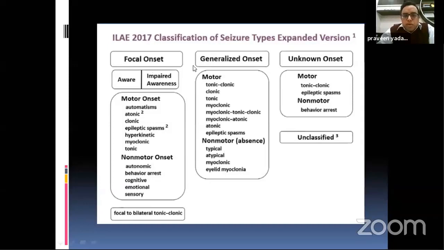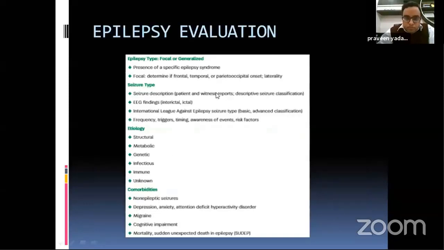So epilepsy can be focal, generalized, and then unknown onset. So I'll not be going into this. Now, as I already mentioned, the points are epilepsy type, seizure type, the etiology, and the comorbidities, where there may be associated non-epileptic seizures in an epileptic patient. So both attacks may be there. So you have to pick up the non-epileptic seizures.